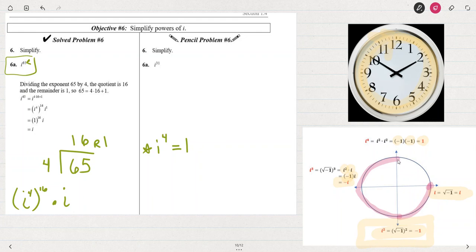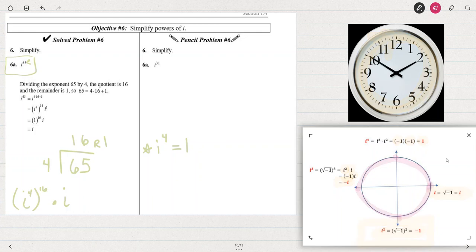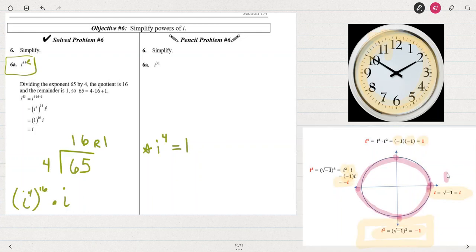Well, when I keep going to i to the fifth, so 1, 2, 3, 4, now i to the fifth is the same as i, because that i to the 4 simplified as a 1. So this i to the fourth is 1. It doesn't matter how many times you multiply 1 by itself. 1 times 1 times 1 times 1, 16 times, is still just 1.